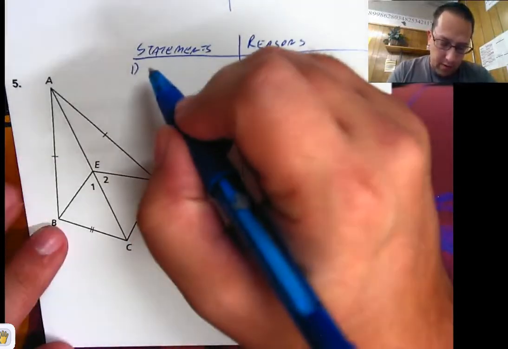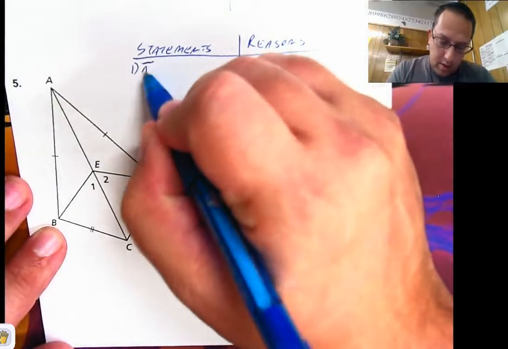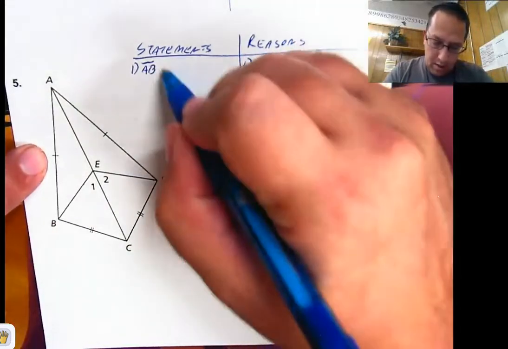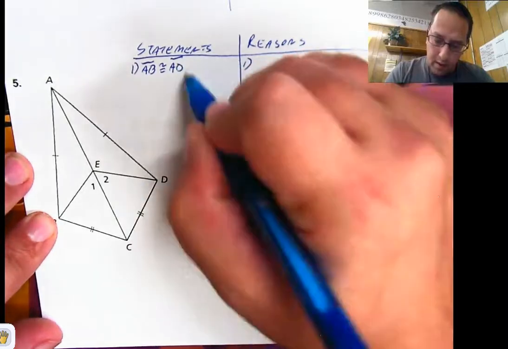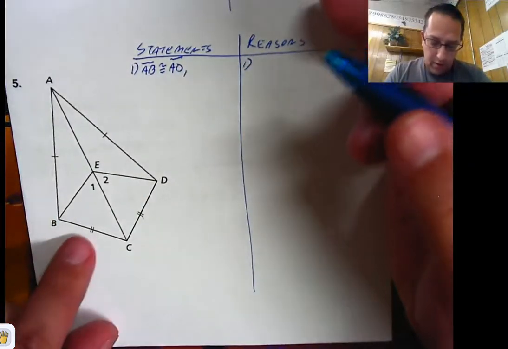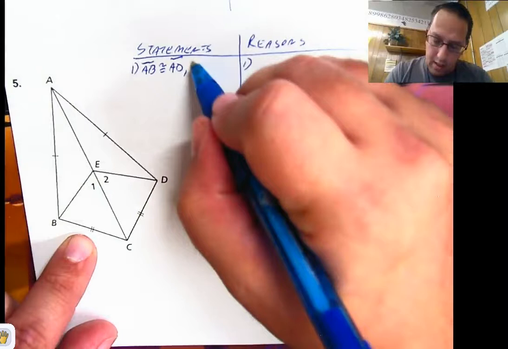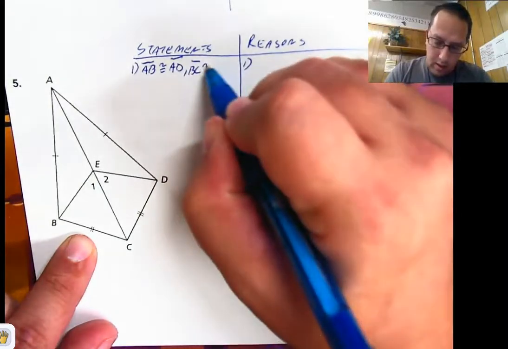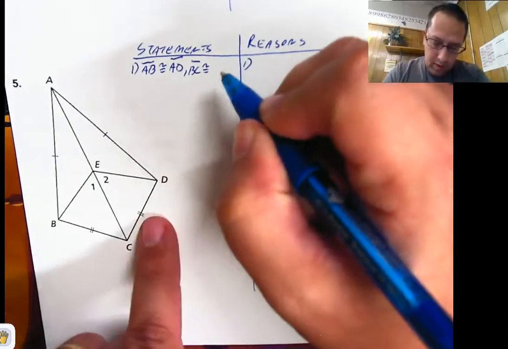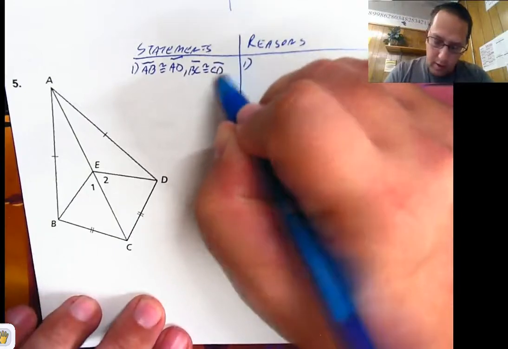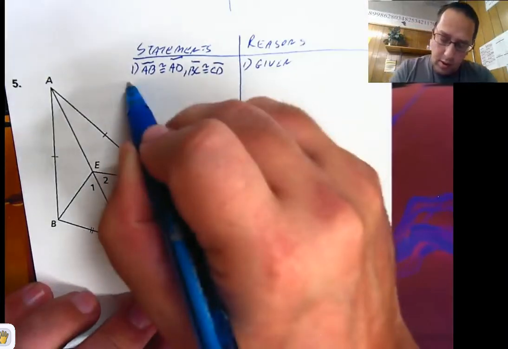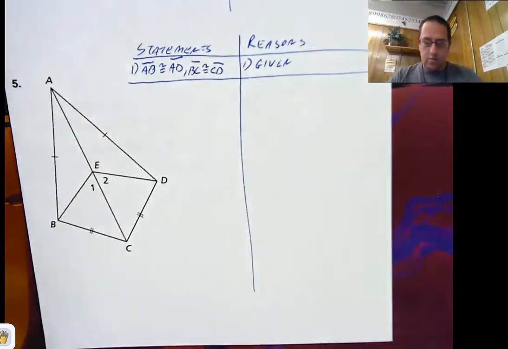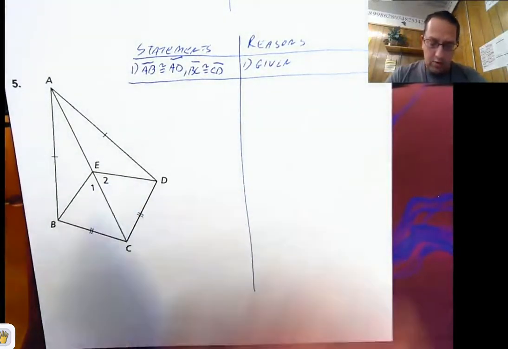So I am given that segment AB is congruent to segment AD, and I am also given that segment BC is congruent to segment CD. That's it. These are both given. Alright, so angle 1 and angle 2 are sitting right there.